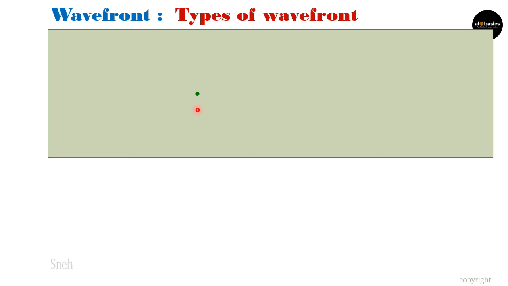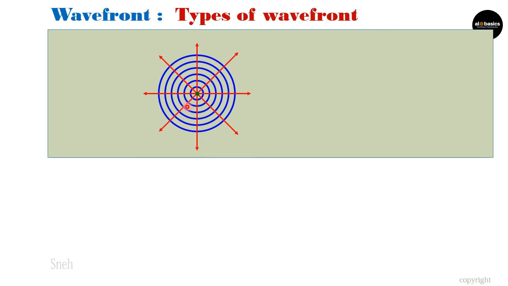Now here I'm having a point source, and for this point source, I say that these blue colored circles are representing cross section of spherical wavefront. Cross section of spherical wavefront is in the form of circle, and these red color rays are nothing but the wave normals. In this picture, you can clearly see that they are along the radius and they are diverging. This is for the point source and the nearby distance.